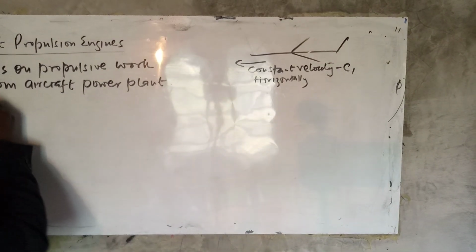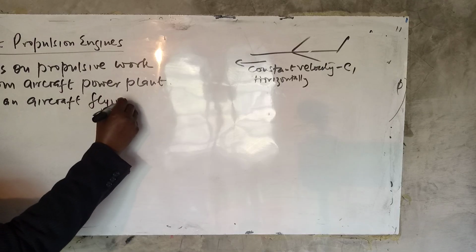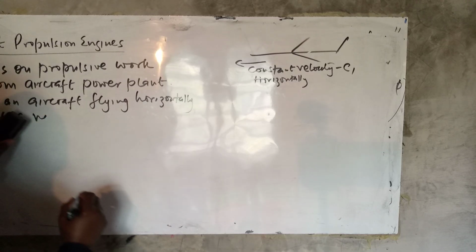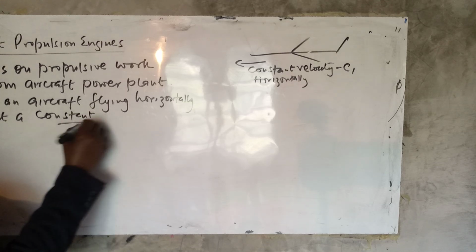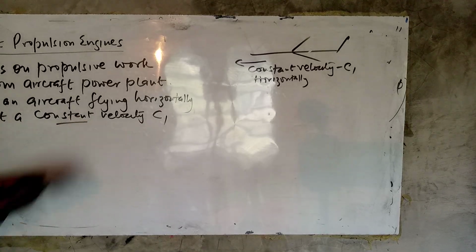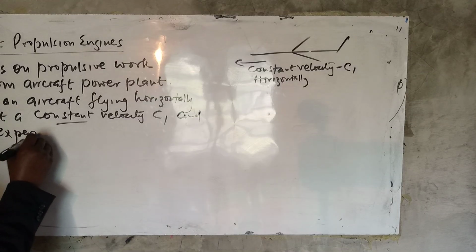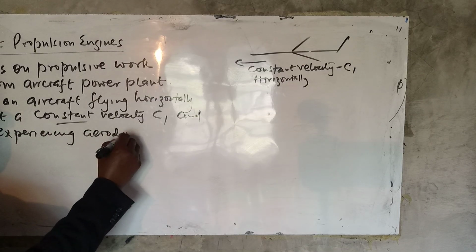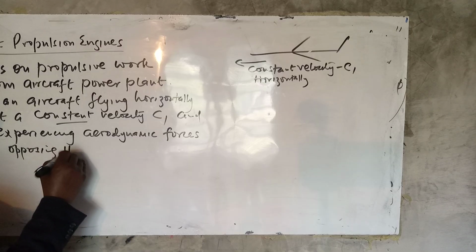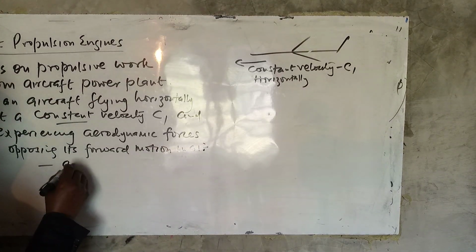So the aircraft is flying horizontally at a constant velocity, very important, C1, and experiencing aerodynamic forces opposing its forward motion in air. Think of that as air resistance.